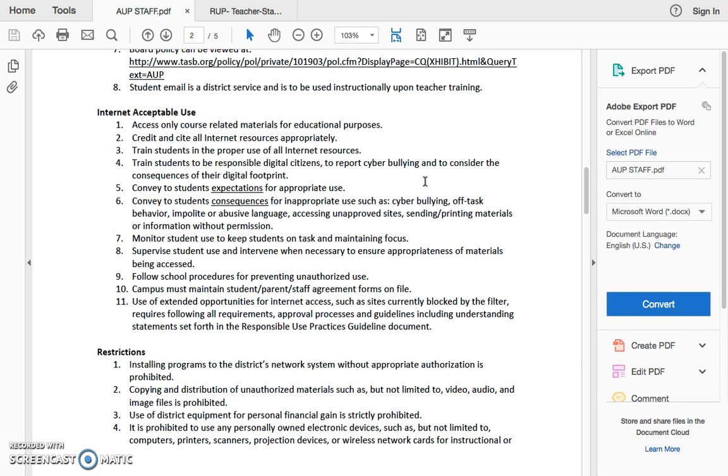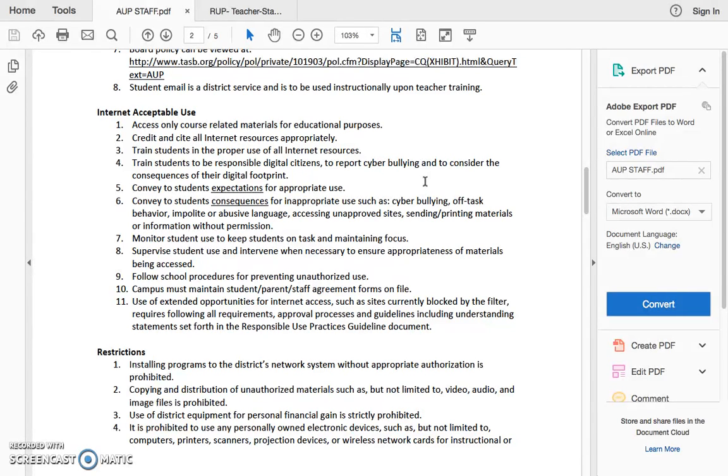The next section is Internet acceptable use. Internet should be used for educational purposes and it's the responsibility of the staff to cite and credit all Internet resources. Students should be trained to be digital citizens and use sources correctly and report any cyberbullying, and explaining to them what their digital footprint is. It is the responsibility of staff to convey expectations for appropriate use as well as the consequences for inappropriate use.